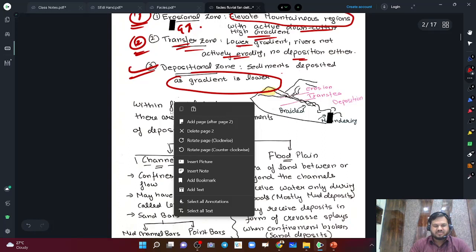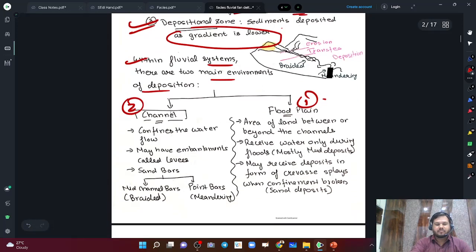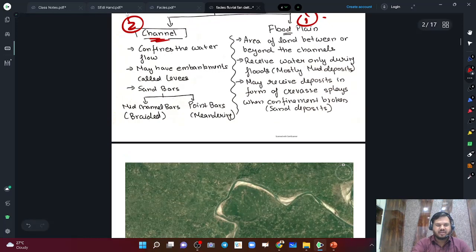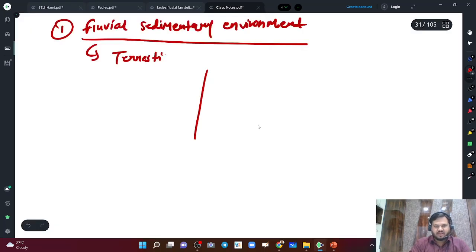So like just now I mentioned, within a fluvial system there are two main environments of deposition. The first one is floodplain, another one is channel, right? So in channel, basically suppose this is a channel. So the river is flowing in the channel, right?